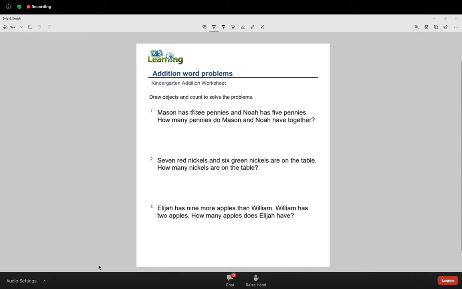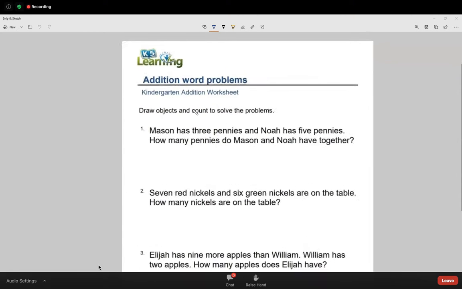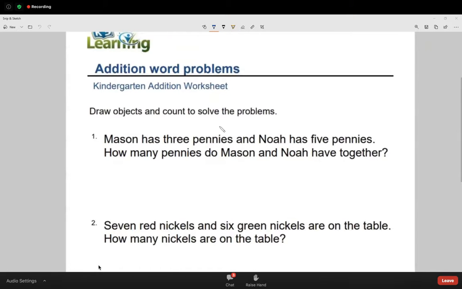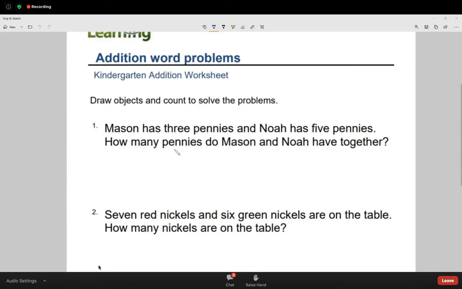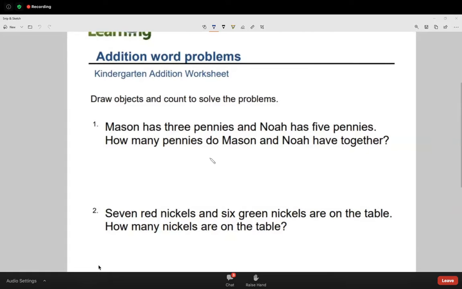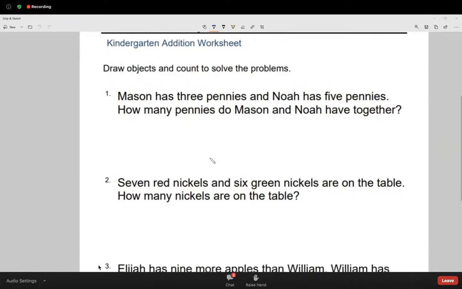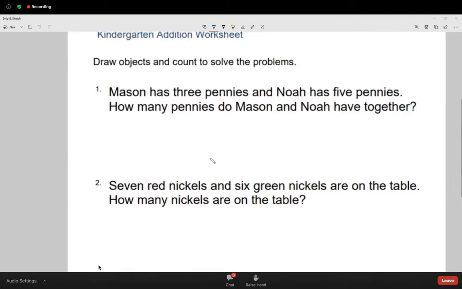But Ashika, do you want to help me with problem number 1 here? Do you want to read this out loud for me? Problem number 1. Yes. Mason has 3 pennies and Noah has 5 pennies. How many pennies do Mason and Noah have together? Yeah, so what is this problem asking us to do? Is it asking us to add? Is it asking us to subtract? Is it asking us to count?